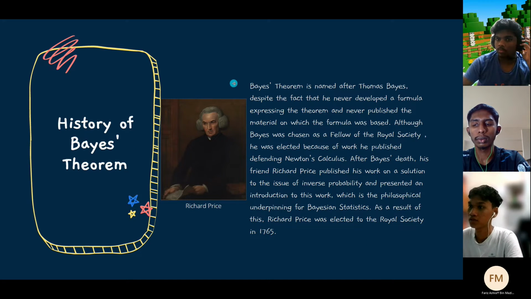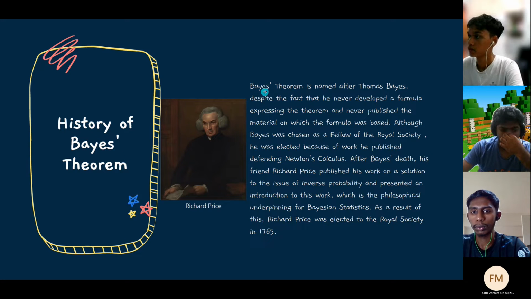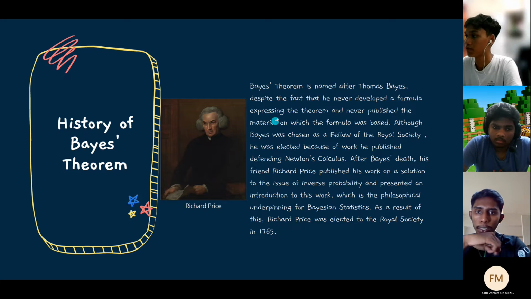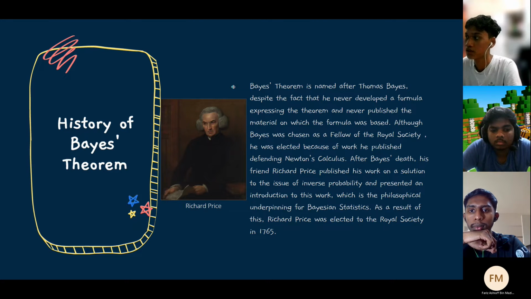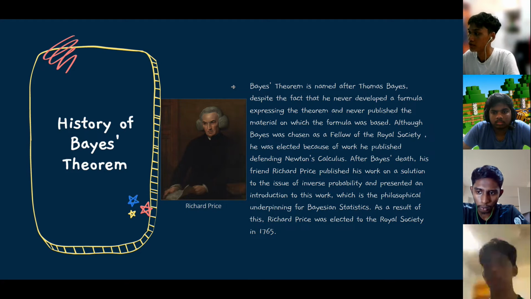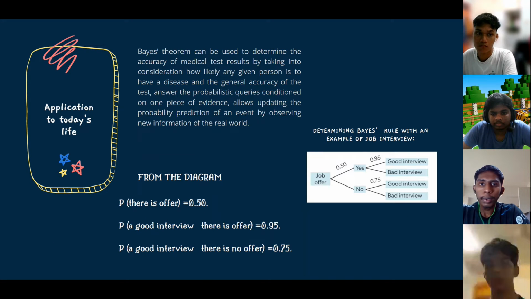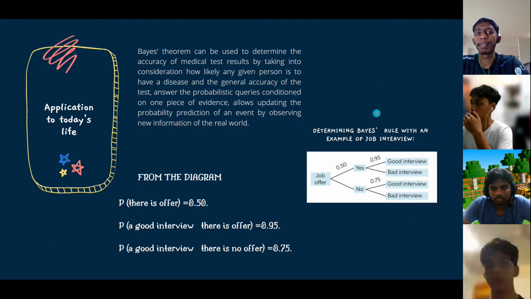Hi, Assalamualaikum. My name is Irfan. I'm going to present about the history of Bayes' theorem. Bayes' theorem is named after Thomas Bayes, despite the fact that he never developed a formula expressing the theorem and never published the material on which the formula was based. Although Bayes was chosen as a fellow of the Royal Society, he was elected because of work he published defending Newton's calculus. After Bayes' death, his friend Richard Price published his work on a solution to the issue of inverse probability and presented an introduction to this work, which is the philosophical underpinning for Bayesian statistics. As a result of this, Richard Price was elected to the Royal Society in 1765. Next, I will explain about the application to today's life.